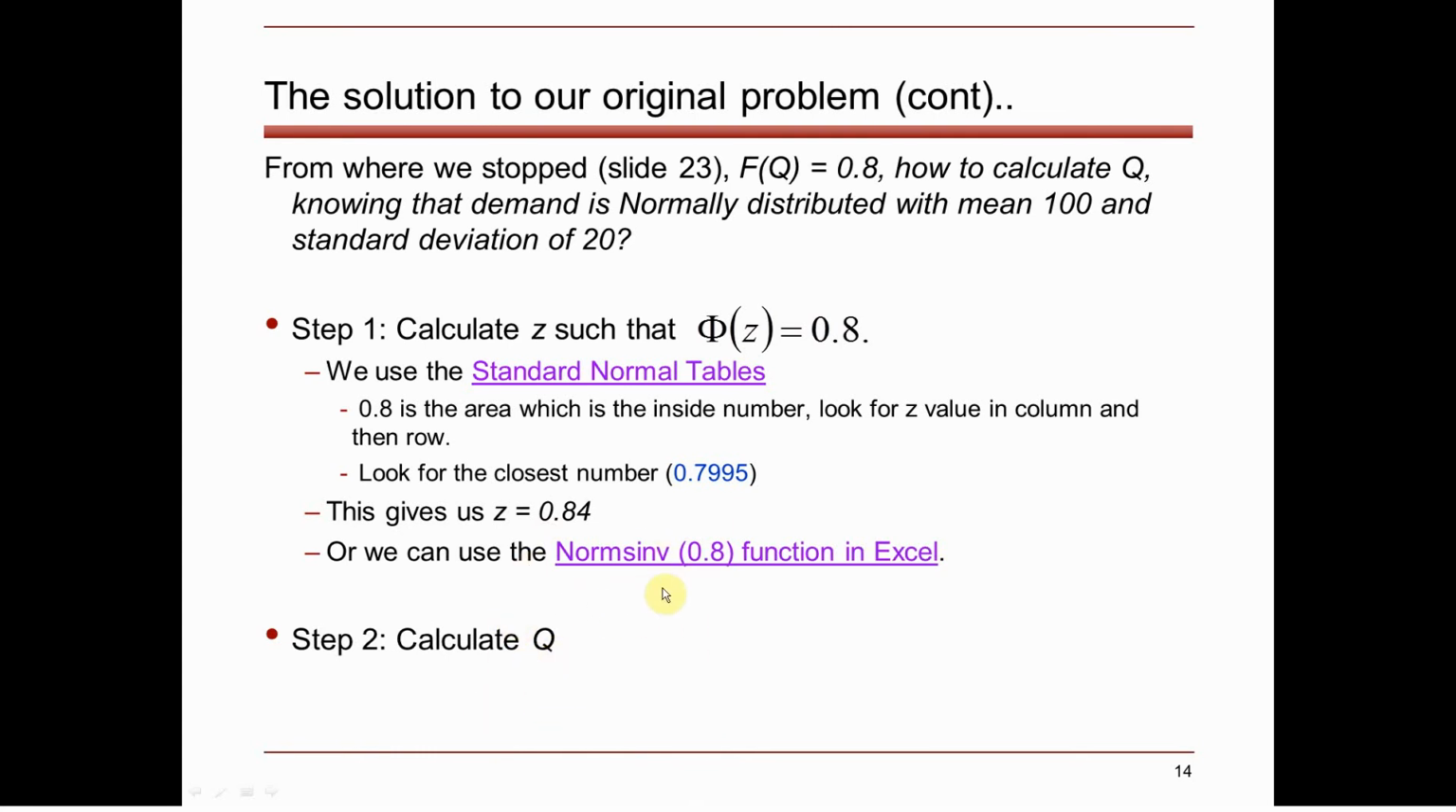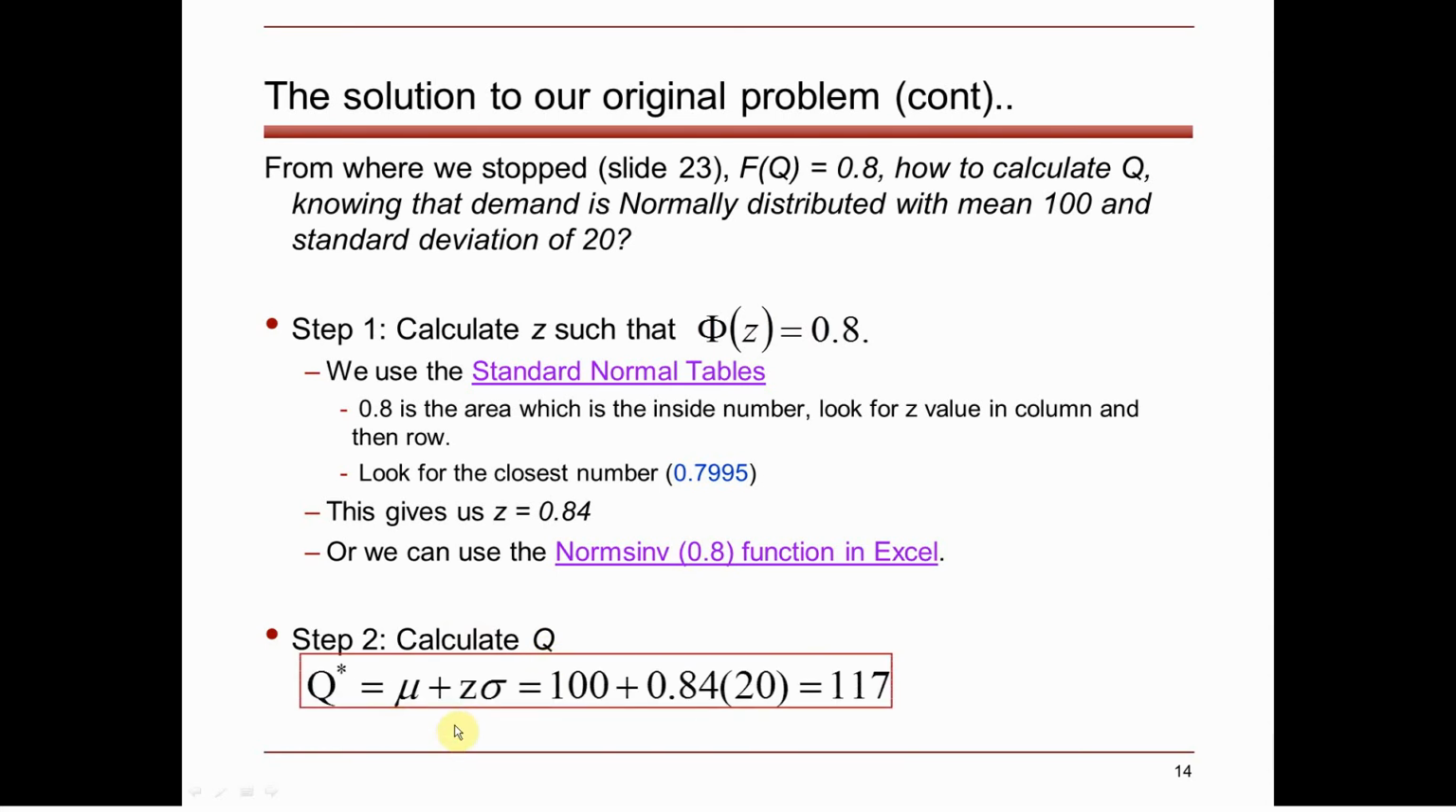Again, we could have just used the normal inverse function in Excel if we wanted to. How do we calculate q? Just plug in the mean plus our z value times the standard deviation, 117 newspapers. So again, if we want to have a service level of 0.8, which is going to balance the underage and overage costs, because the underage is more than the overage, we would expect that we want to keep more newspapers. How many more? 17 more than the average. Because we said the mean was 100, so we would expect to keep 100 if we didn't know about the underage and overage.